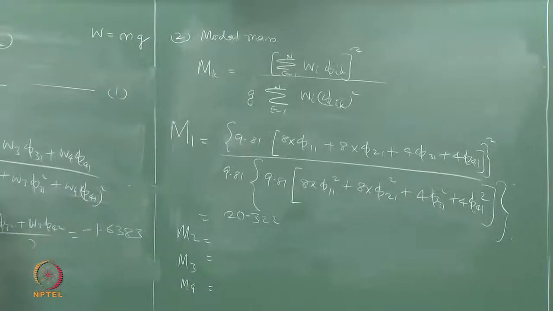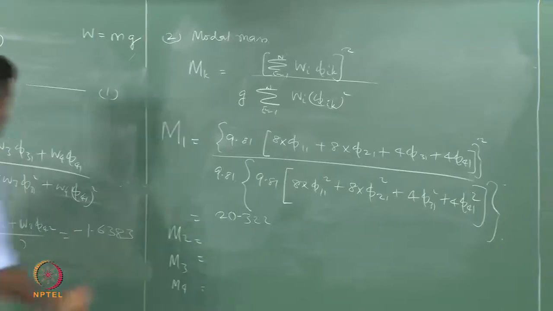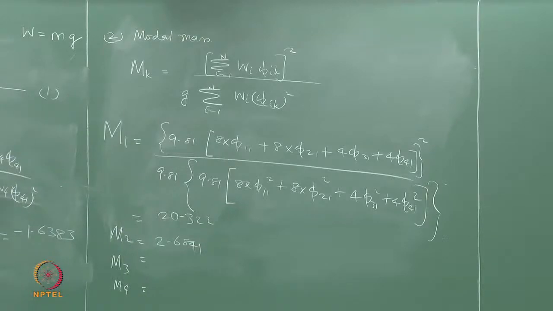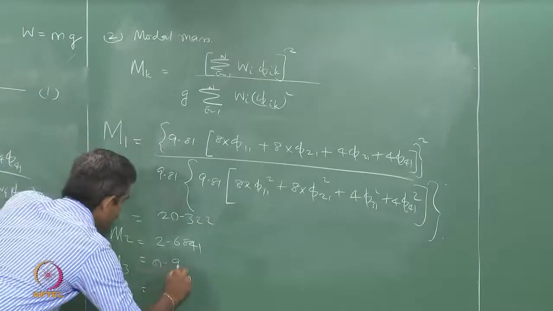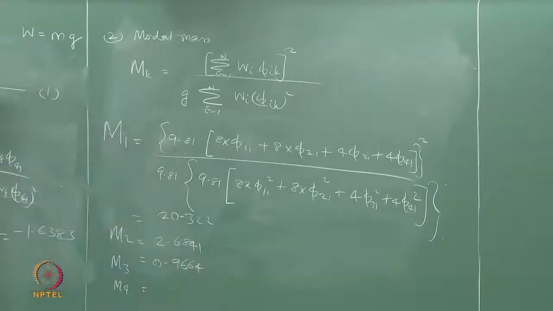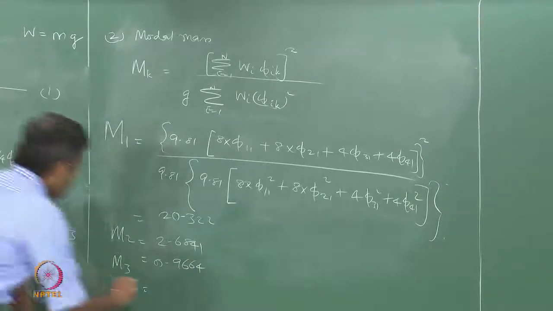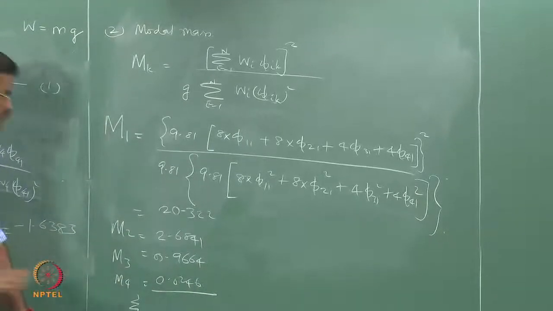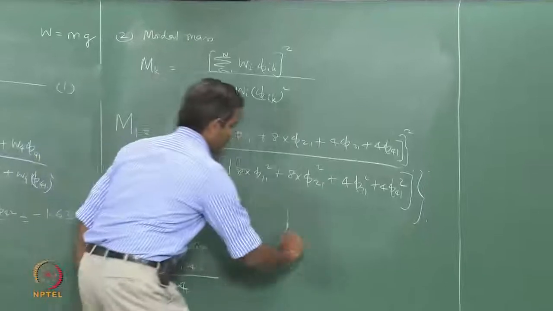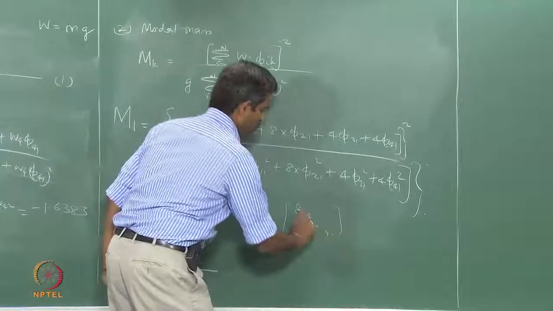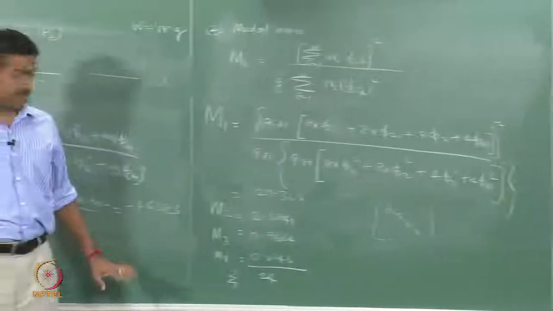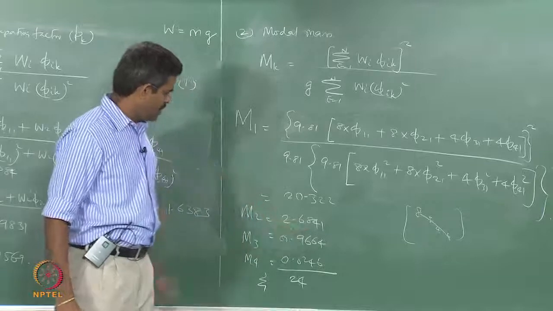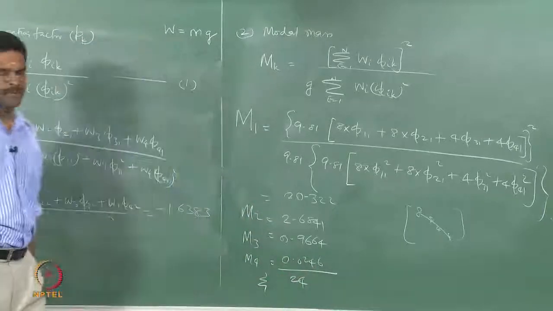I write down the values for your convenience here. The summation of this should actually be equal to 24, because the mass matrix had the values of 8, 8, 4 and 4, which should be equal to 24, okay. I think it should make up 24, this is 23.9, it should be 24, okay.